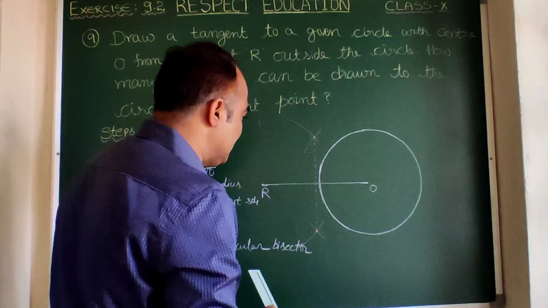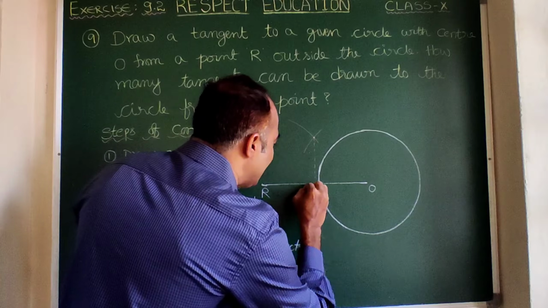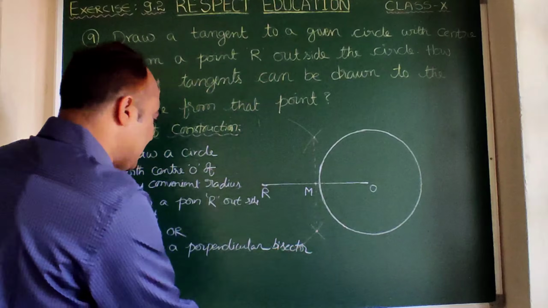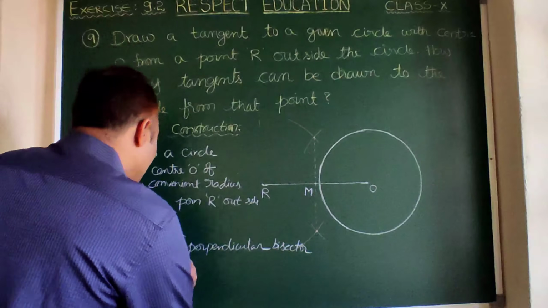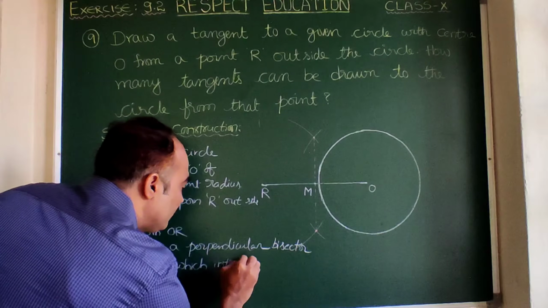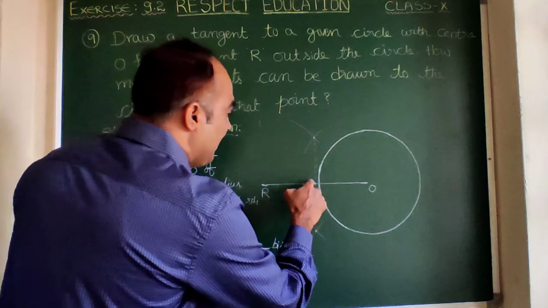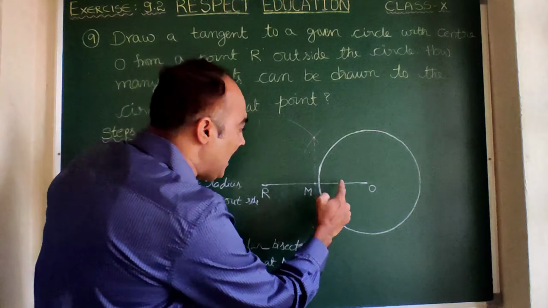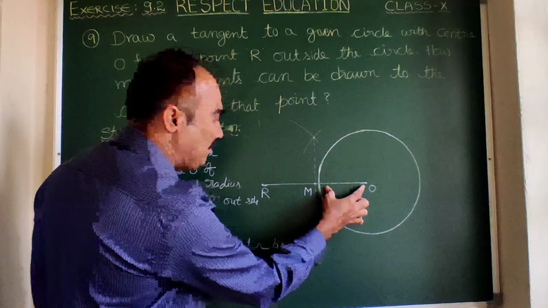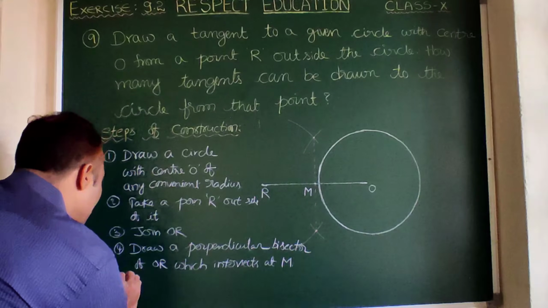Now label the point where this perpendicular bisector intersects OR. Take the point as M. Here we can write, draw the perpendicular bisector of OR which intersects at M. Now taking M as center and either MO or RM, because M is the midpoint here. The distance between O and M and the distance between R and M are both equal, so you can take any one of them as radius.